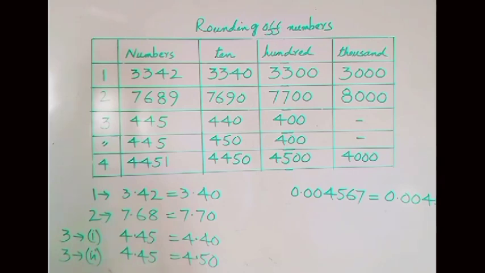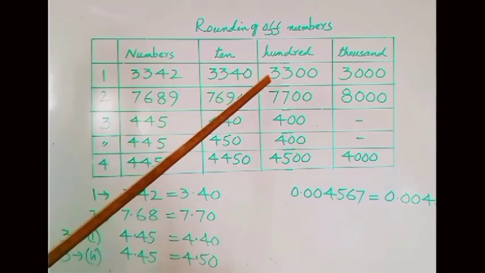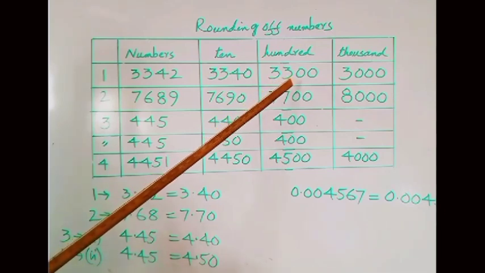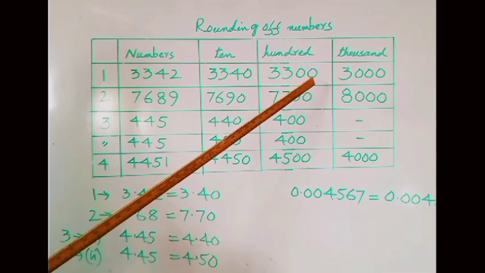Now we shall discuss rules for rounding off whole numbers. Rule number 1. If the digit to be removed is less than 5, leave the left digit unchanged, making the digits to its right as zeros. For example, 3342 rounded to the nearest 10 is 3340, and 3342 rounded to the nearest 100 is 3300, and to the nearest 1000 is 3000.